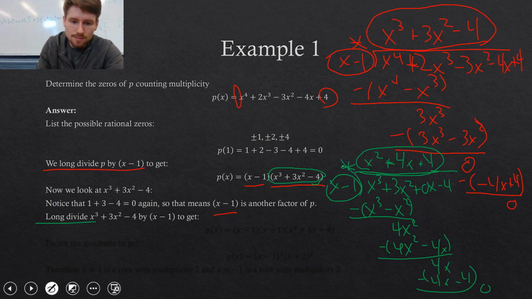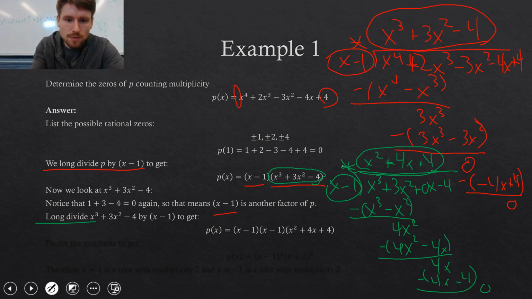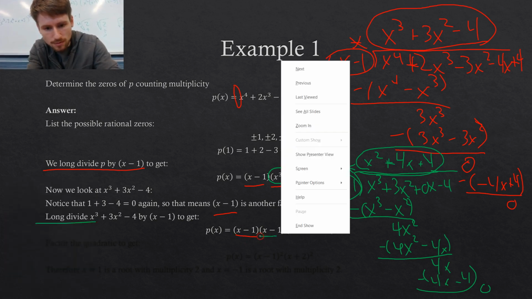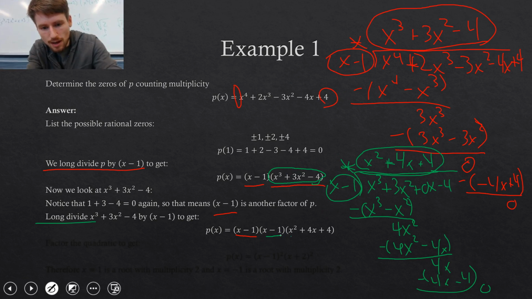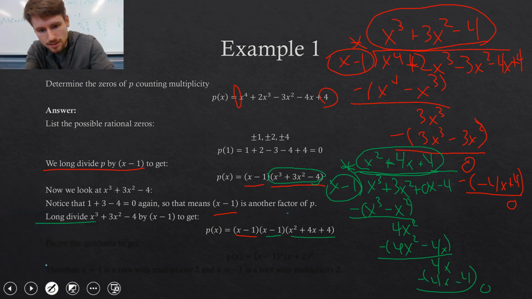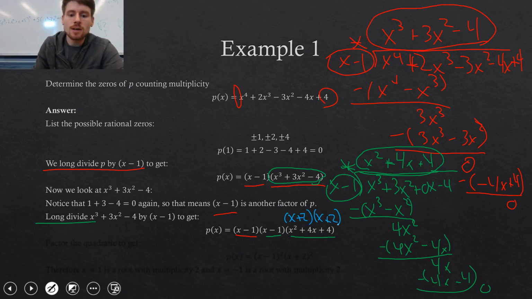So we're going to rewrite it. We have x minus 1 from the first time we factored out x minus 1, and then we have x minus 1 again from this next time we factored out x minus 1. And then we have x squared plus 4x plus 4 left. Now we're at a quadratic, and we can factor that quadratic using our factoring techniques. We can see this is x plus 2 times x plus 2. And so we've got x minus 1 times x minus 1 times x plus 2 times x plus 2. So it's x minus 1 squared times x plus 2 squared.